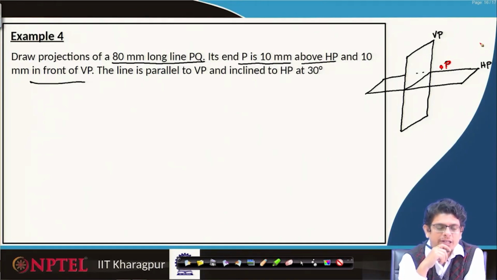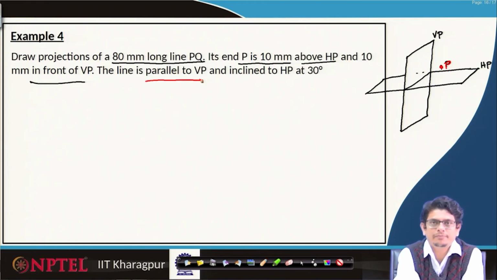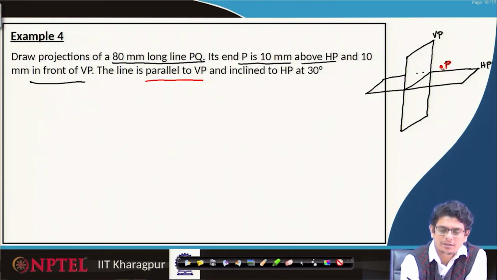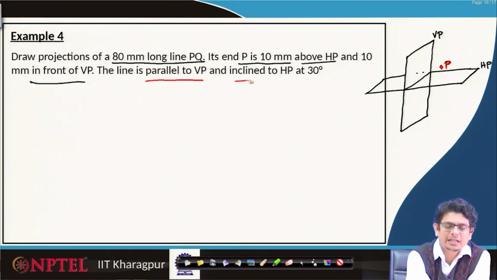The other condition they have given is that this line should be parallel to the vertical plane. So, any line parallel to the vertical plane may be in that direction, maybe in that direction, but it should not make any inclination angle with the vertical plane. This is the first condition. The second one is inclined to HP at 30 degrees.